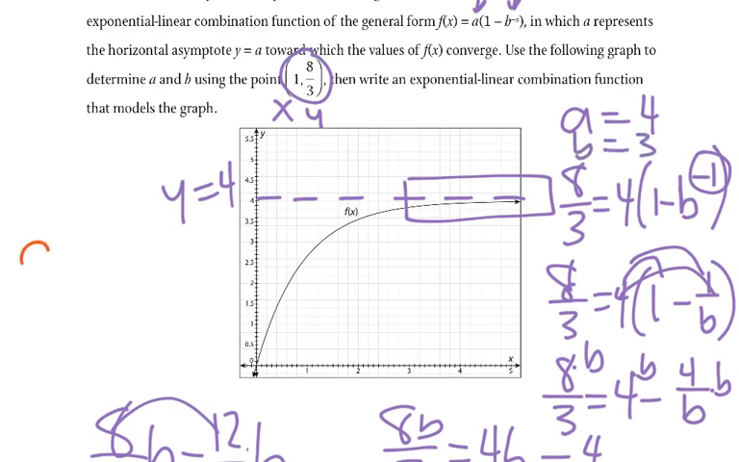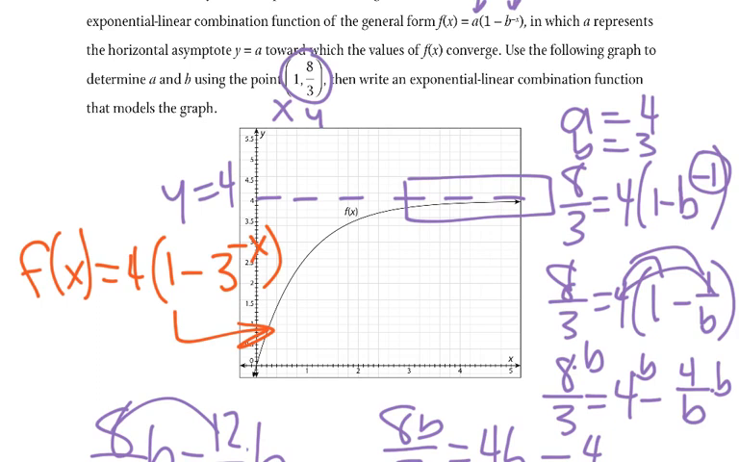we would then go f of x equals 4 times 1 minus 3 to the negative x, and that would model that graph. Okay? And that's pretty complex, but that's all we need to do.